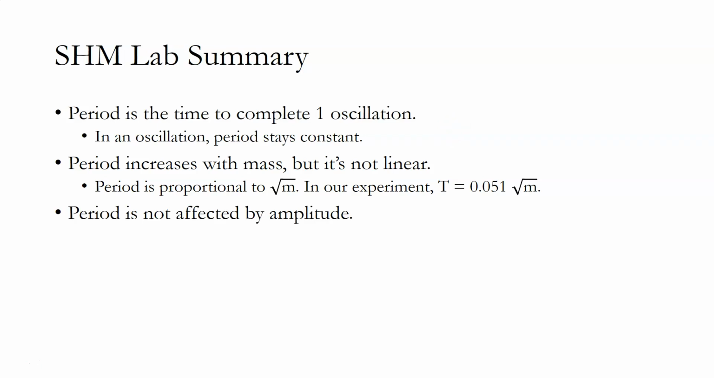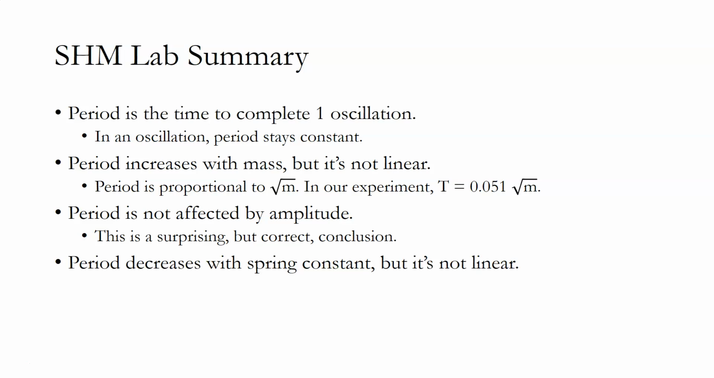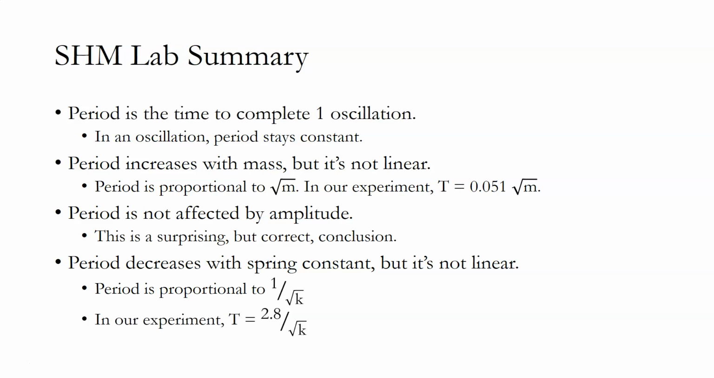Period is not affected by amplitude. This is a surprising, counterintuitive, but correct conclusion. The amplitude does not affect the period. And then finally, on day 4, we found that the period decreases with the spring constant. But it's not linear, nor is it straight inverse. We found that the period is an inverse square relationship with spring constant. It's proportional to 1 over square root of k. In our experiment, we found that the period was 2.8 divided by the square root of k. Certainly any problem that asks you to use this math model and you just plug k in here to find the period, though, like I said, we rarely ask you to do that.